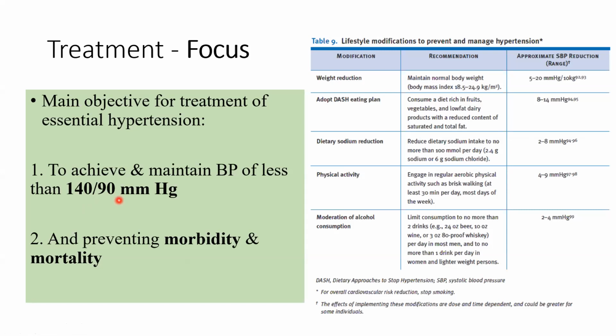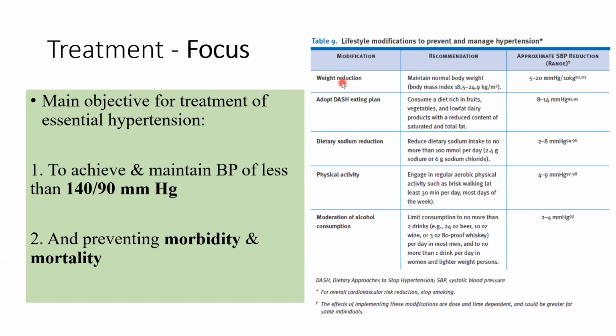Now, the second most important part of the treatment is to prevent morbidity and mortality. The difference is morbidity is a disease causation and the suffering that comes with it, while mortality is death. So obviously, one of the mainstays is to decrease both morbidity and mortality. Okay, and how to do it? There is a lifestyle modification management protocol, which is being shown here again from the same document.